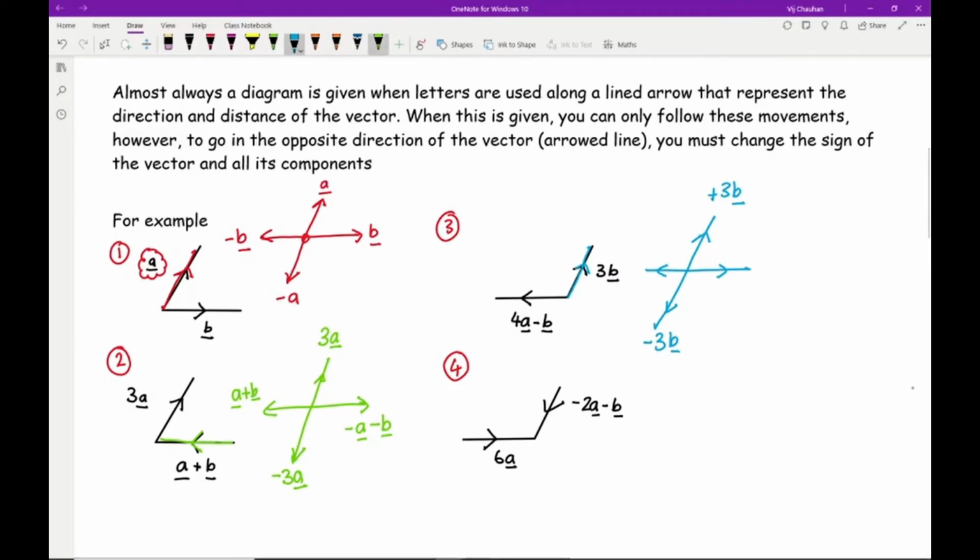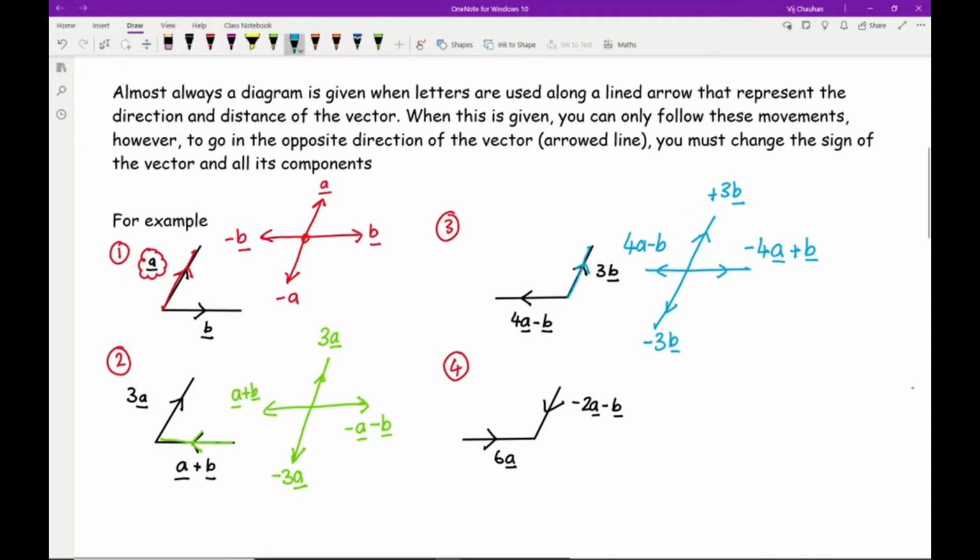Now in this, to go left, and again to change the colour, let's stick with blue. To go left, it's 4a minus b. So to go in the opposite direction, the 4a is positive, so now it's going to be negative, and the b is negative, so now it's going to be positive. All I've done is swap the signs over to go in the opposite direction.